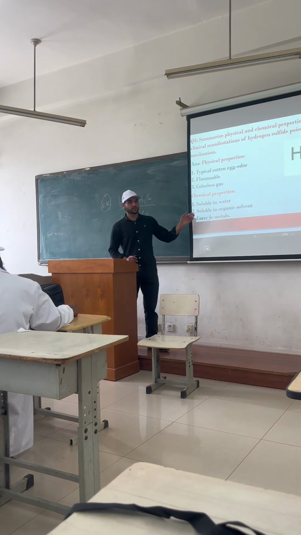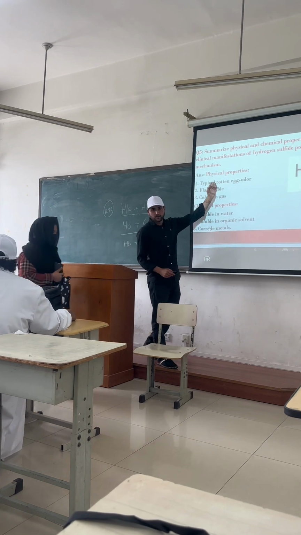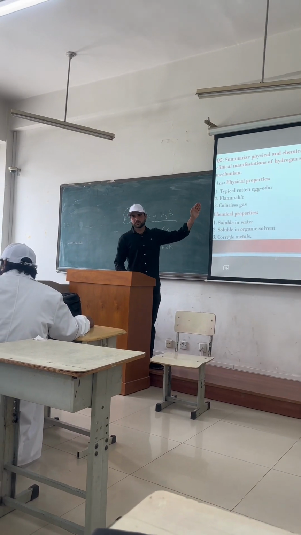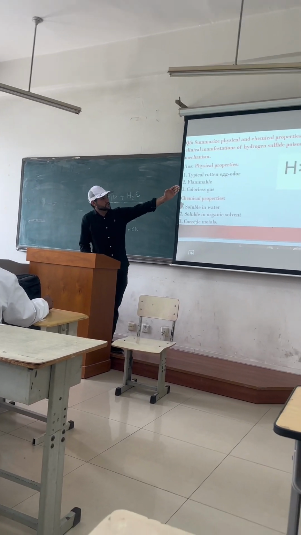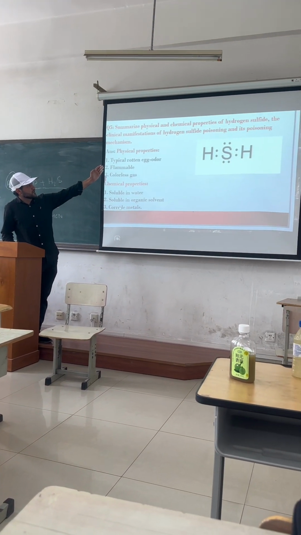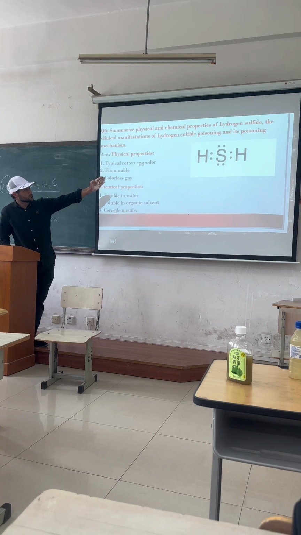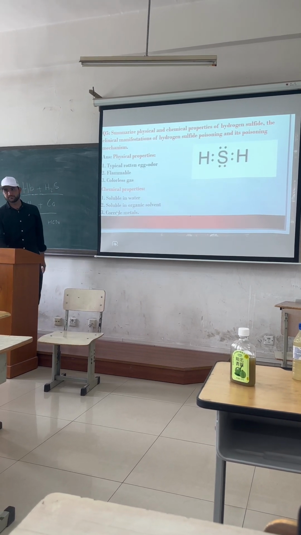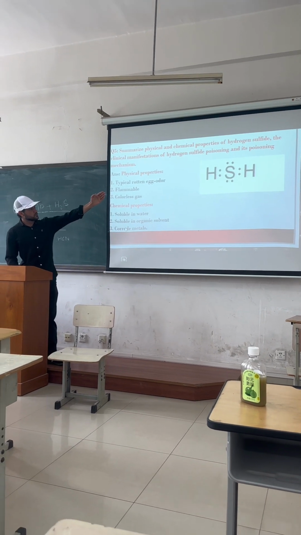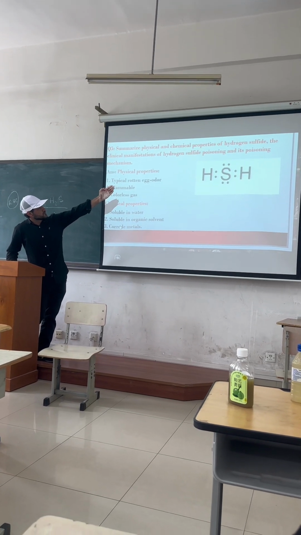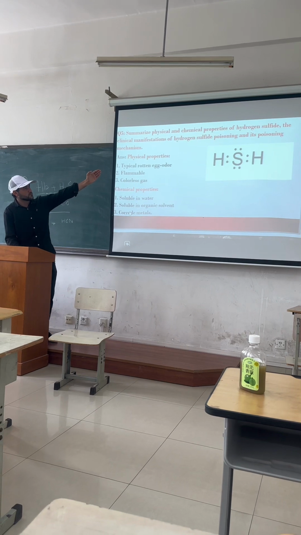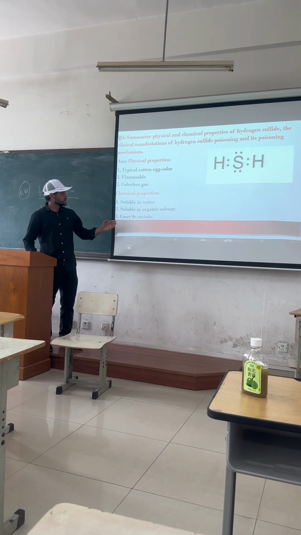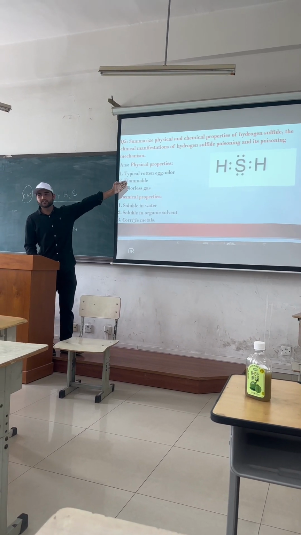I'm here to explain the last 4 questions. First, we are going to read the question. Summarize the physical and chemical properties of hydrogen sulfide, the clinical manifestations of hydrogen sulfide poisoning and its poisoning mechanism. There are 2 parts to this question. In the first part we have to describe its chemical and physical properties, and in the second part we have to show its mechanism. Let me tell you about its physical properties.